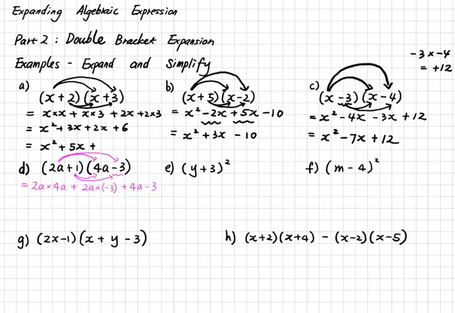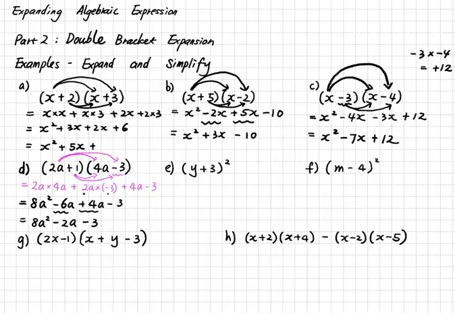Now, we're going to tidy up a little bit more. So 2a times 4a, 2 times 4 is 8, 8a squared. Now you have 2 times negative 3, which gives us negative 6, and we have a plus 4a minus 3. Collect the like terms again, so 8a squared remains the same. You have negative 6 plus 4, so that will give us negative 2a minus 3.